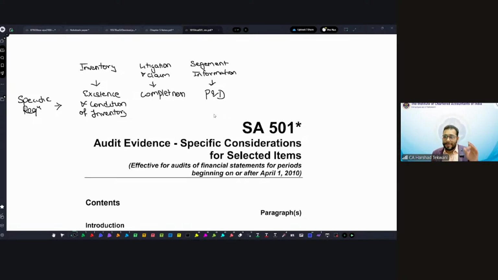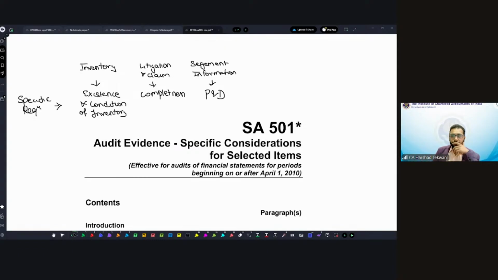These are the specific scenarios where we need to do additional things. Okay, great. Let's now start the discussion one by one with each and every area. So tell me what you will do. Forget about this standard as of now. What will you do to verify the existence and condition of the inventory?